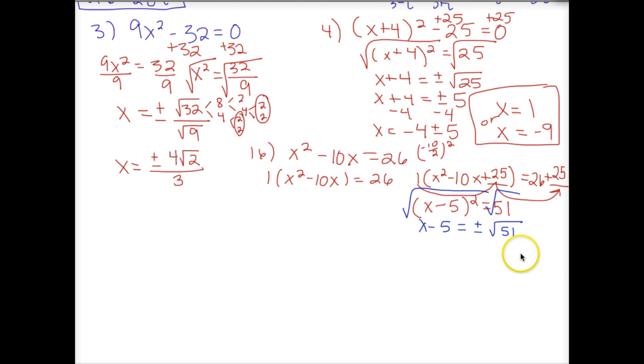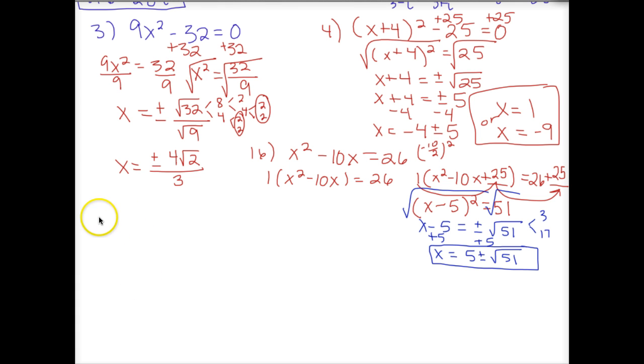So then I would try to break down and simplify my radical. 51 is divisible by 3. It's 3 and 17. These are both prime. Nobody has a matching outfit, which means I have to leave it like this. So then just add my 5. I've got x equals 5 plus or minus radical 51 for my answer.